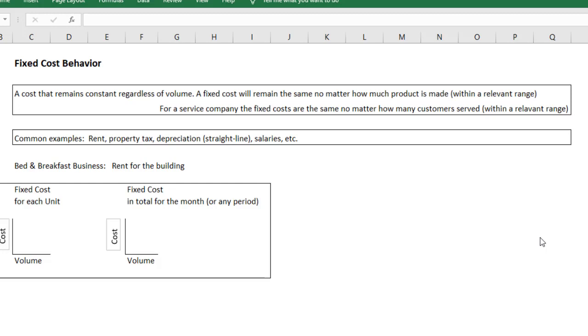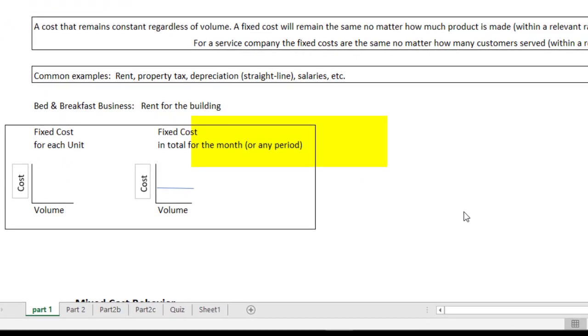For our bed and breakfast, let's look at the fixed cost for each unit, for each customer, and we'll also look at the fixed cost in total. Let's look at the fixed cost in total first. Notice that the fixed cost in total stays flat, meaning no matter how much volume we have, no matter how many customers stay at our bed and breakfast, our rent remains the same. If our rent is $2,000 a month, then it's going to be the same $2,000 a month no matter how many customers we have. Now, of course, we have to keep in mind this is for a relevant range.